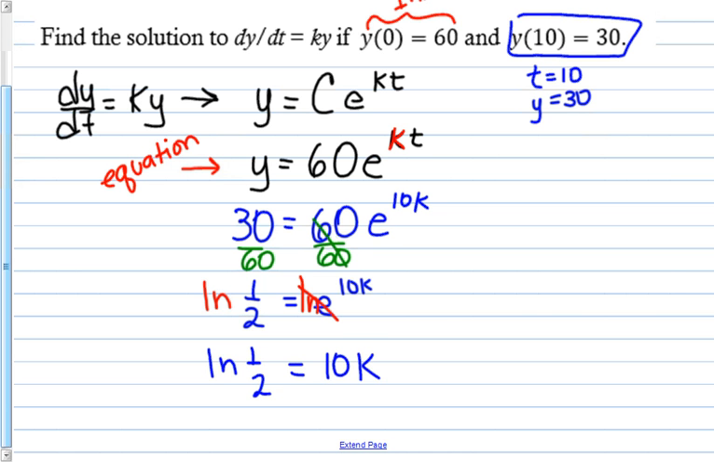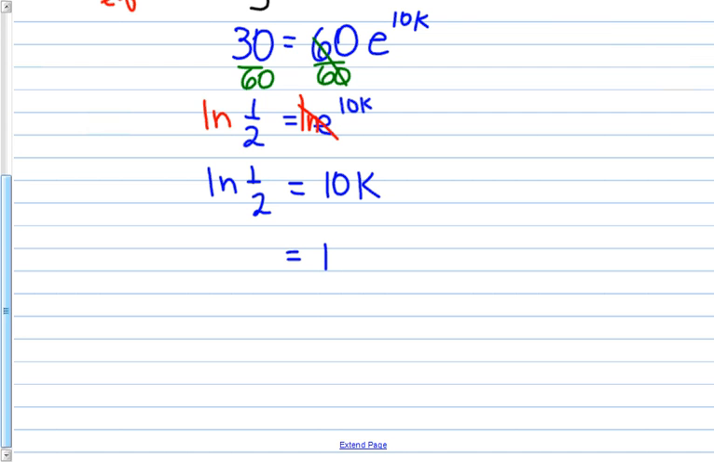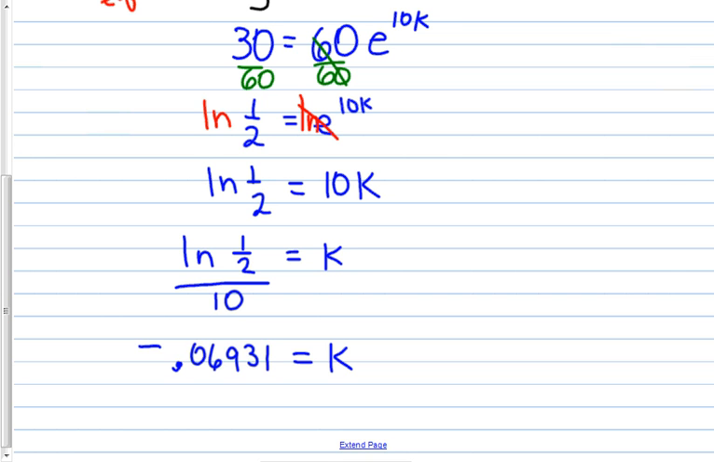Want to get k by itself? Got to get rid of the 10. Get rid of the 10 by dividing by 10. So I have the natural log of 1/2 divided by 10. And that's what k equals. And then at this point, you would actually have to plug that into the calculator, and you would get some yucky little decimal. Okay, so I plugged it into the calculator and I got negative 0.06931.